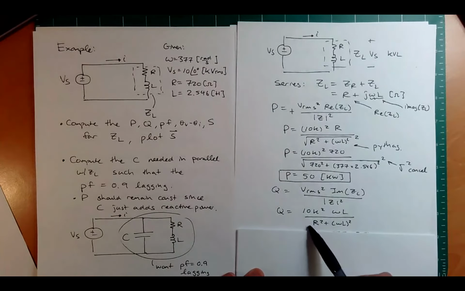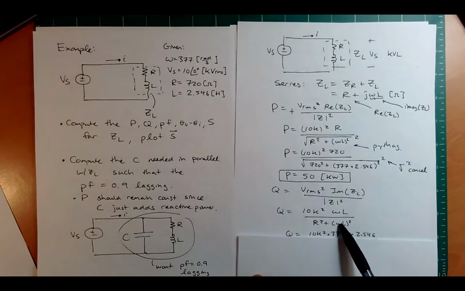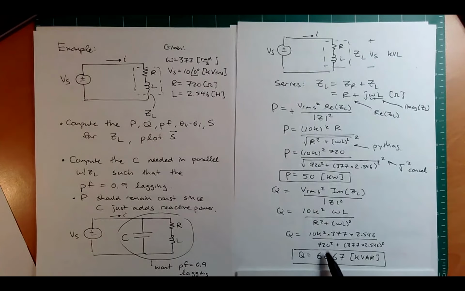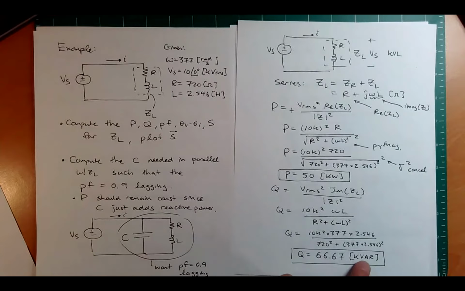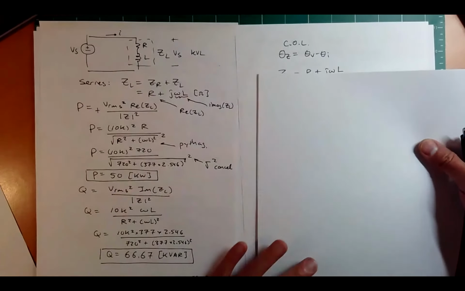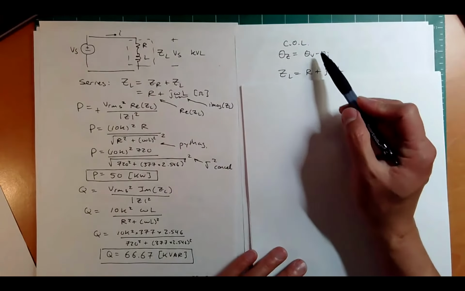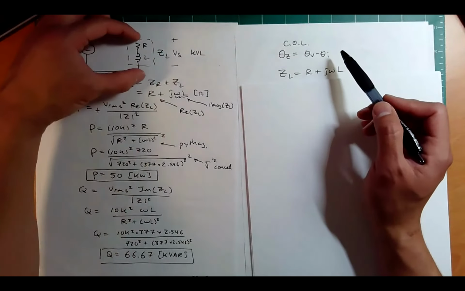Otherwise, the denominator is the same. It's just R squared plus omega L squared, because the square and the square root cancel. So this is the number I get when I punch everything in. You could pull out your calculator and test this, and you get 66.67 kilovars. All right, kilowatts, kilovars.